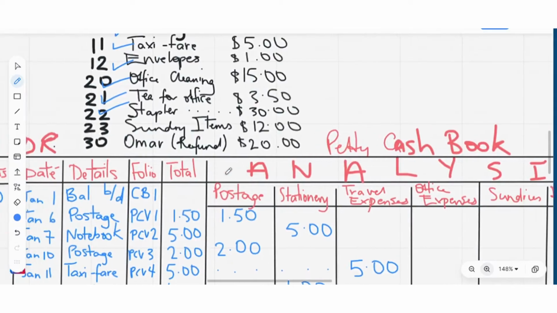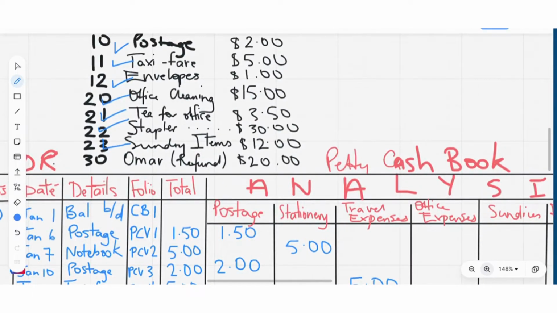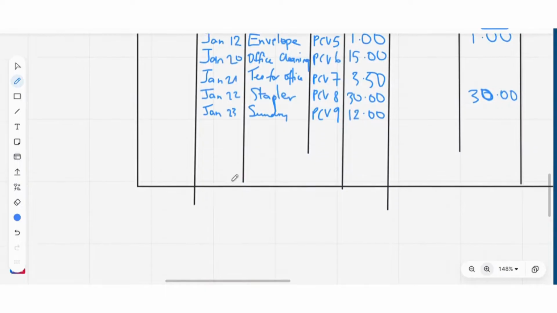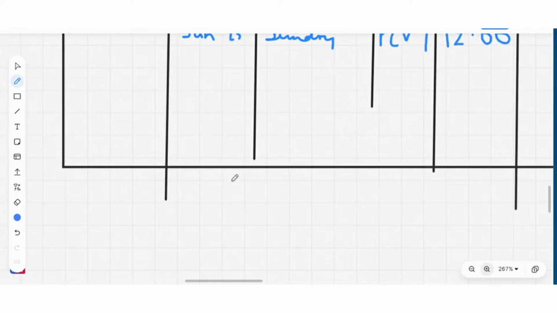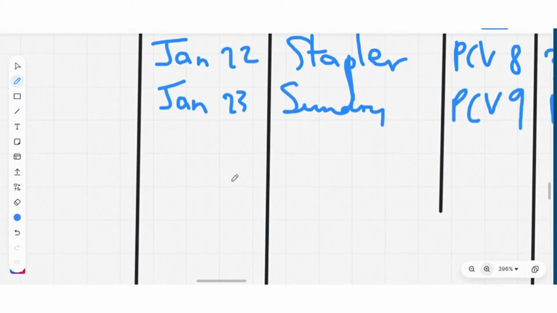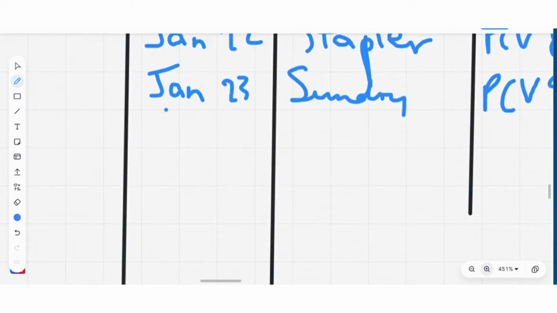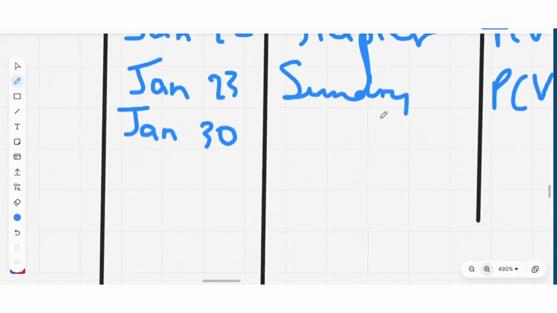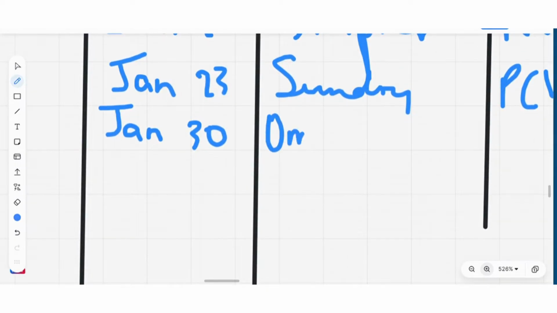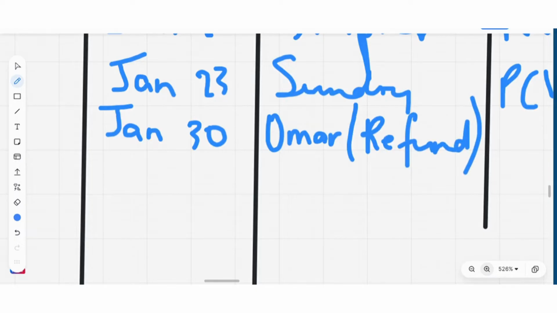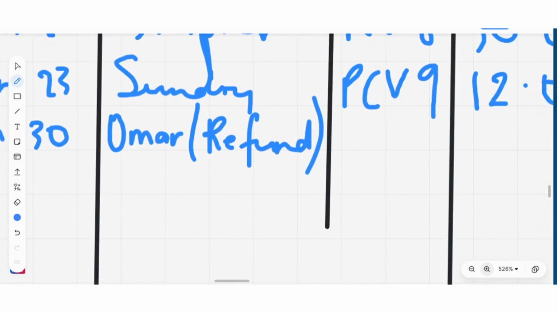Now after the sundry for $12, last but not least, you have the 30th of January, you have Omar with the refund of $20. So what you do, same thing, I'm going to put January 30th, I write Omar's name there as a personal account because it's the name of a person, and you put refund. So quite likely we're paying out some money here, right?